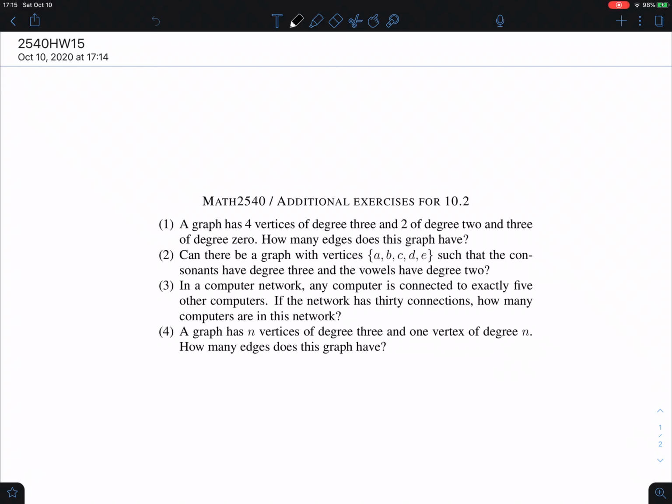Hi guys, so I want to go over the first part of the homework on 10.2. I gave you some additional exercises. I'll look at them right away, but first I want to do the other one that comes from the textbook.